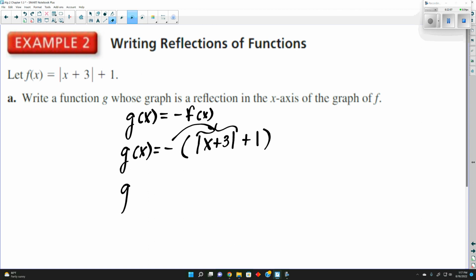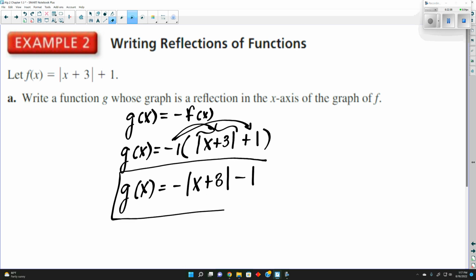Now, when we multiply an absolute value by a negative, it just stays out front, because we're saying that we're multiplying that absolute value by negative 1. Really we're multiplying everything by negative 1. So negative 1 times positive 1 is negative 1. And that's it.